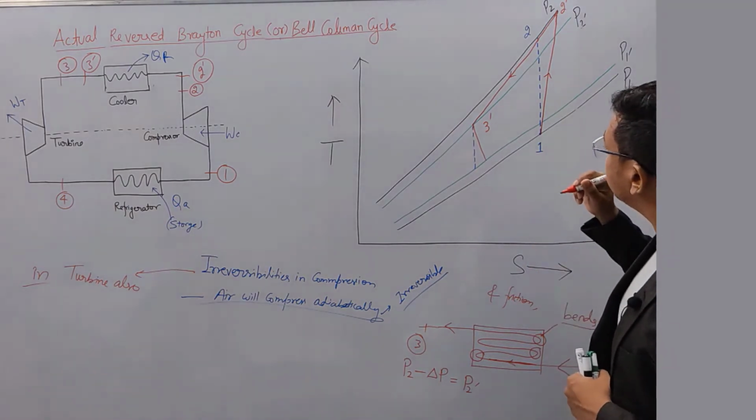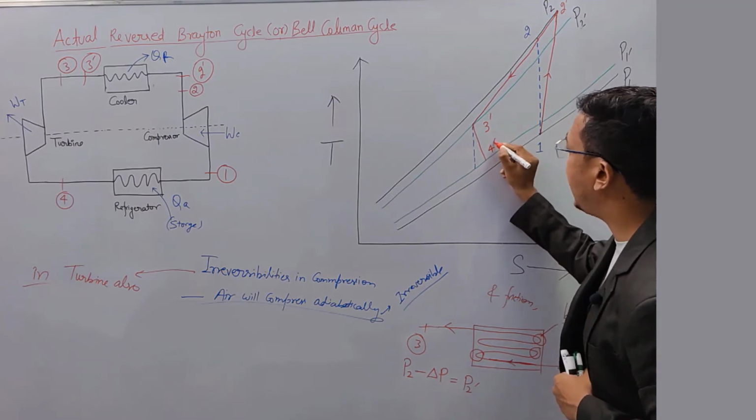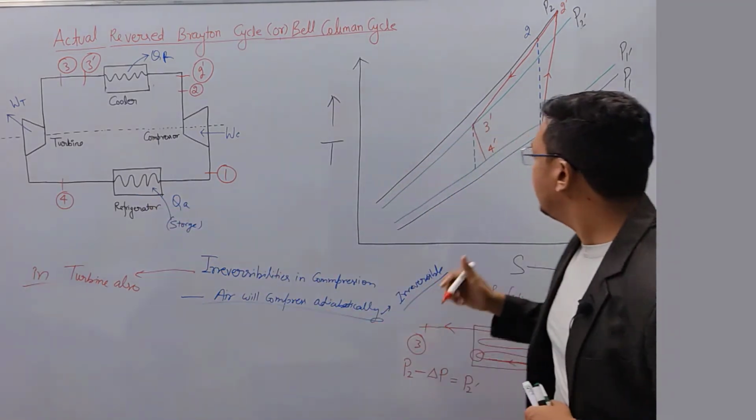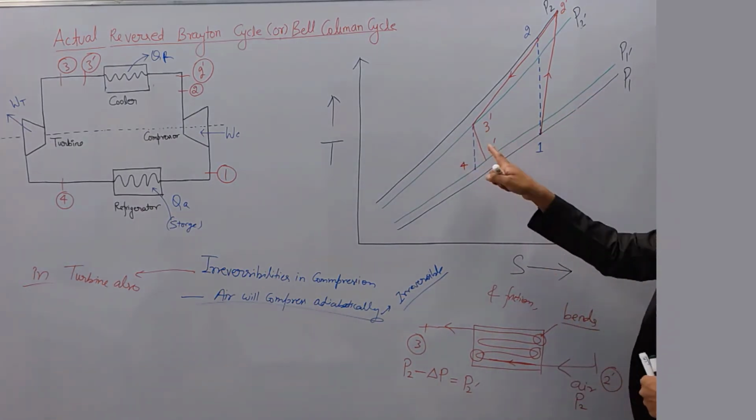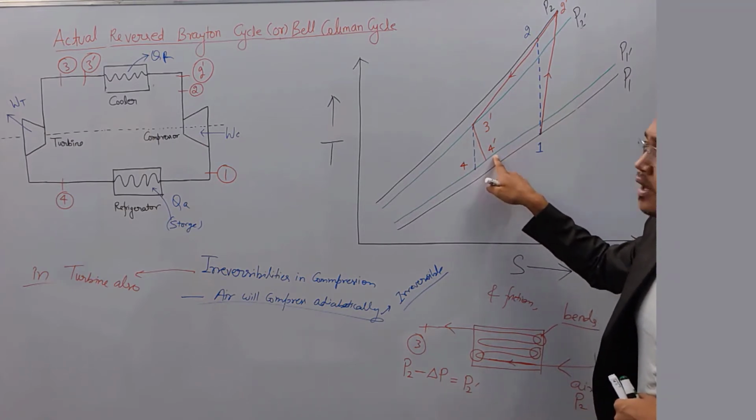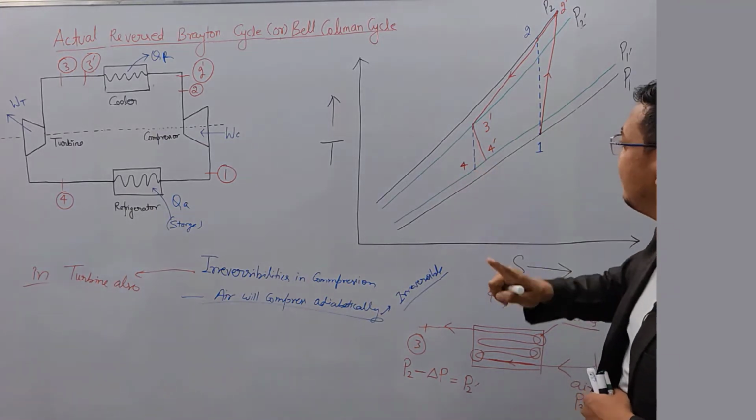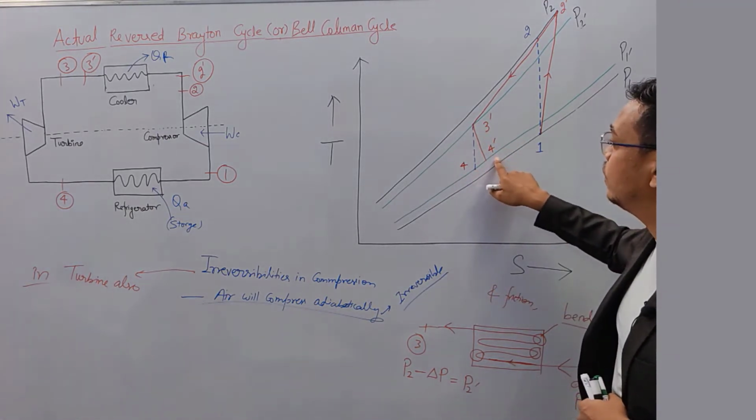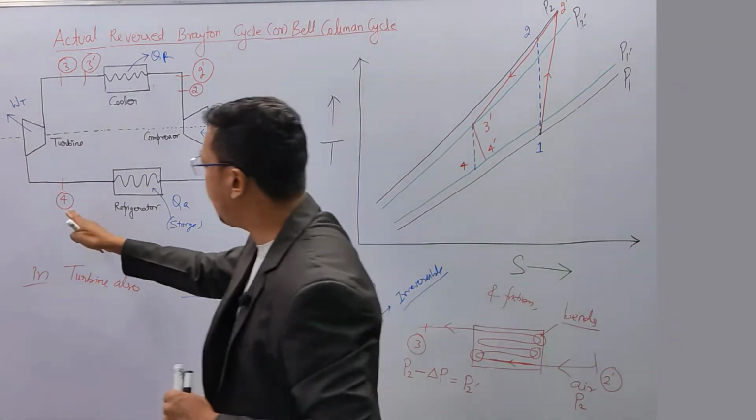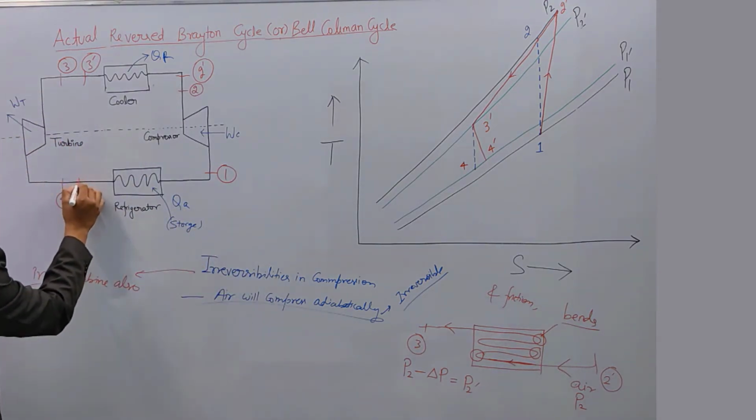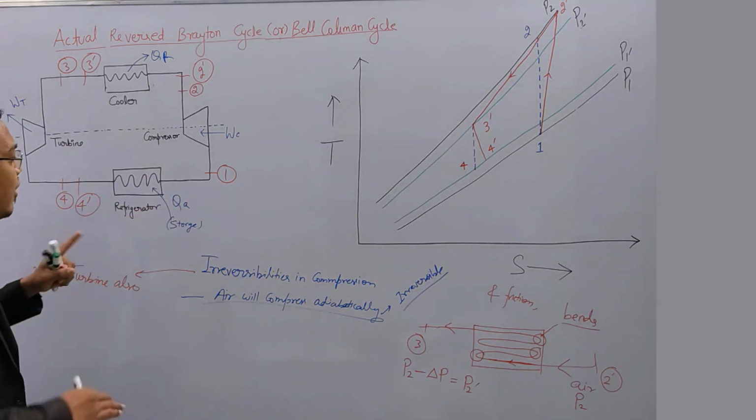Okay, so if I say this is point number 4 dash and here it is 4, if it is an actual process, this will be 4 dash. If it is an ideal process, then it is at this point 4. If it is actual, then the process will follow 3 dash to 4 dash. Now it is at 4 dash. Now from 4 dash to 1, what will happen?